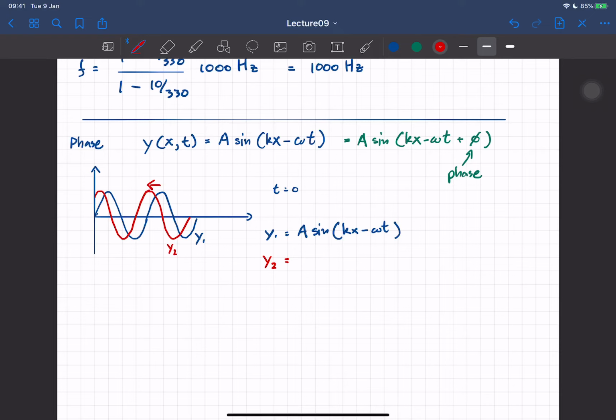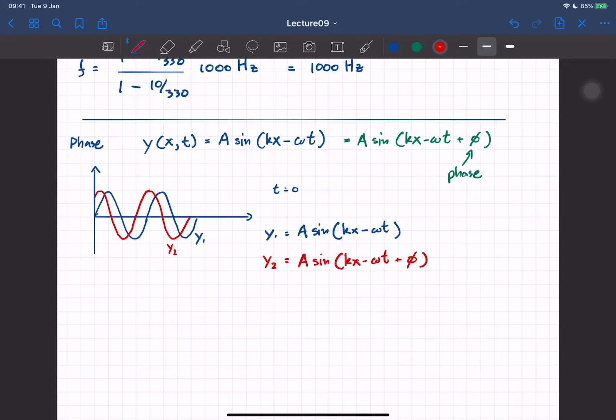Right, that's the only thing that's happening here. And what does shifting the graph to the left mean in terms of mathematics? It means that you add something to it, right? So you add some kind of phase here.